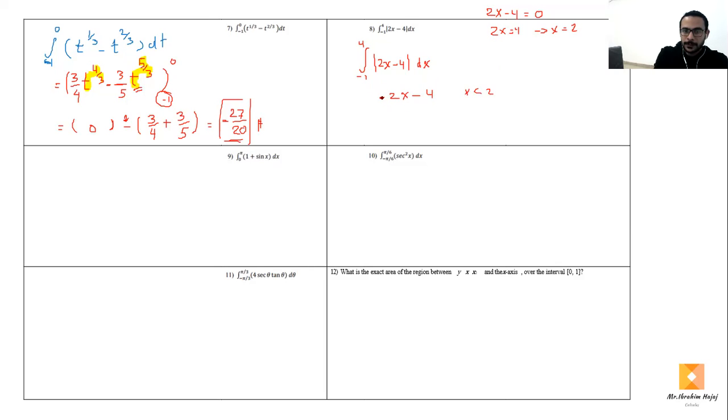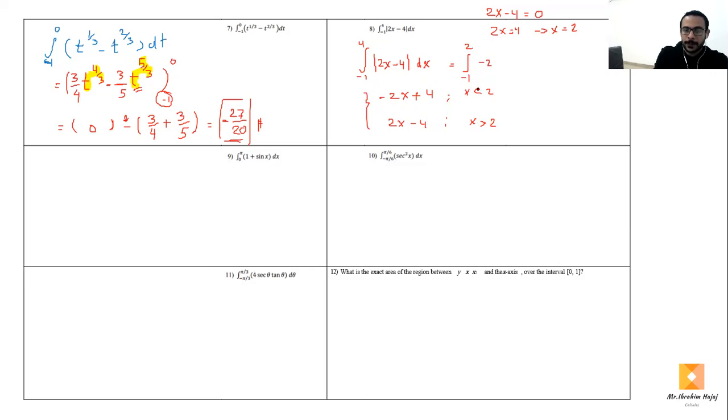Negative 2x plus 4 for x less than 2, and 2x minus 4 for x greater than 2. Now we can split them up into two integrals. We can integrate from negative 1 to 2 of negative 2x plus 4.